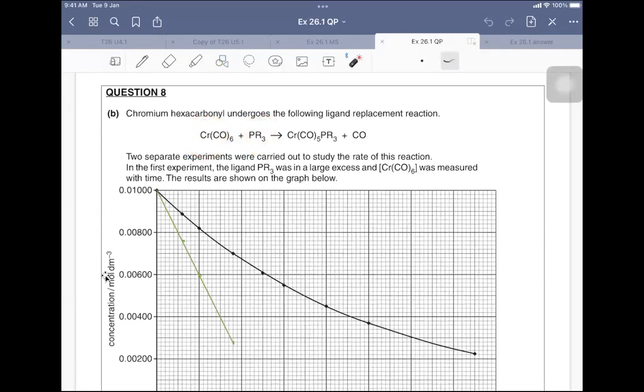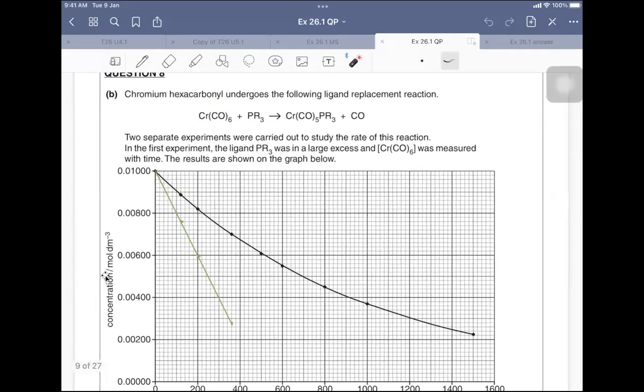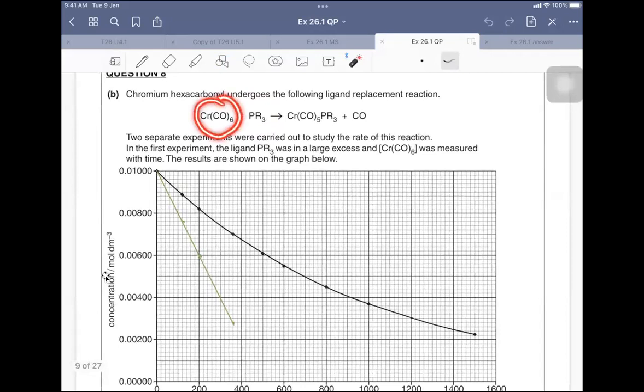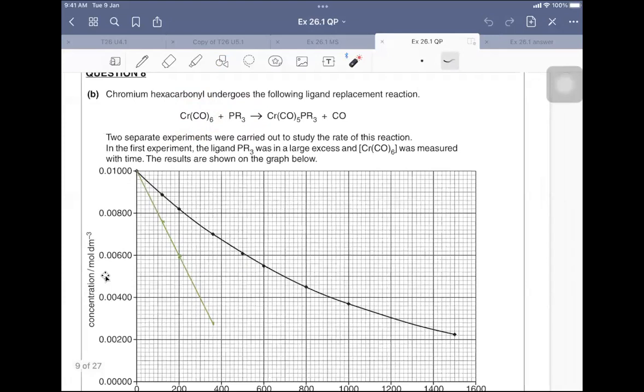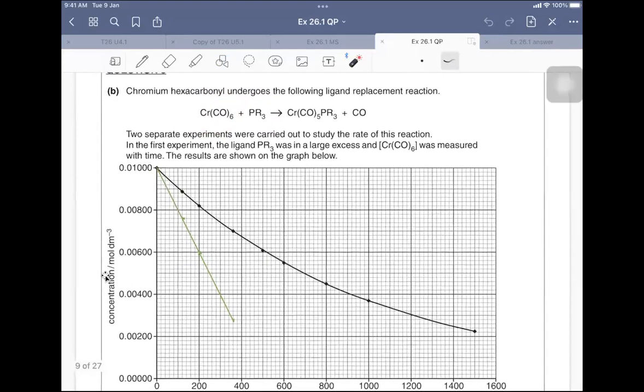reaction later on. But basically our reactants are the chromium complex and the PR3. Okay, so chromium complex is referring to this Cr with 6 carbon monoxide molecules. 2 separate experiments were carried out to study the rate of this reaction. In the first experiment, the ligand PR3 was in a large excess and the concentration of chromium complex was measured with time. The results are shown on the graph below.